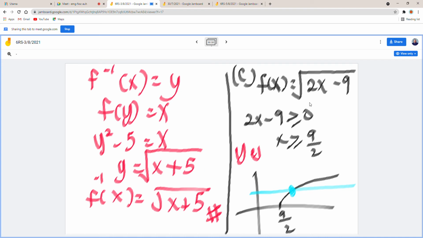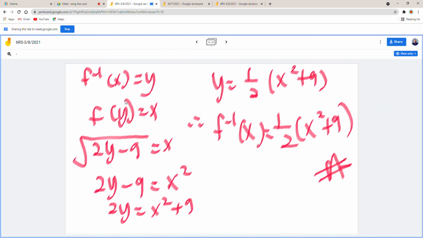C is also the same. Draw the graph, same as before. This one, draw the graph and check whether it's intersecting 1 time or 2 times. 1 time is yes, so find the inverse, same as the previous question. Okay, I go to the next one.